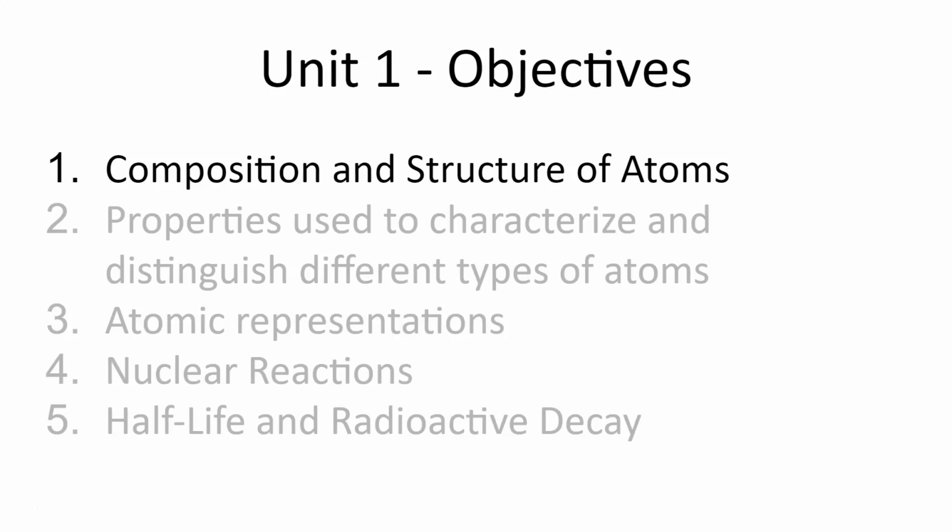So before we begin today's lesson, I want to give you a brief overview of what you'll be covering in Unit 1. In Unit 1, there are 5 subtopics that are shown here. The first 3 involve atoms. So you'll be learning about atoms, what they are composed of, properties or characteristics of atoms, and how to represent them. And then the last 2 subtopics, we go into nuclear chemistry.